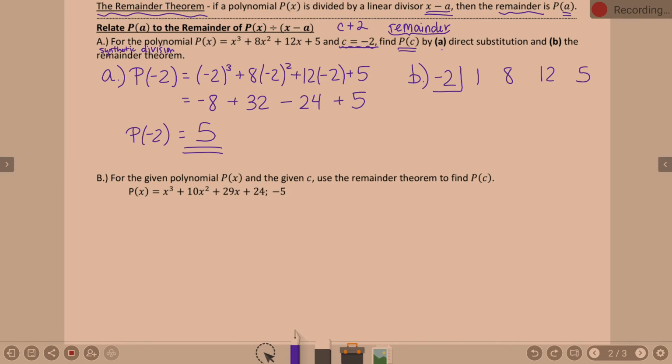1, 8, 12, 5. Any placeholder zeros I need? No? Okay. Do the math. Drop the 1. Take the 1 and multiply. Negative 2 times 1 is negative 2. Put that under the 8. 8 plus negative 2? 6.